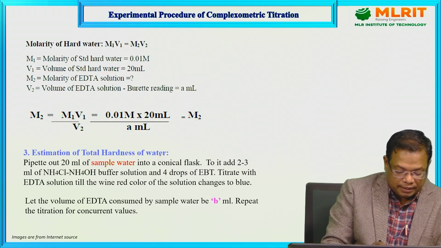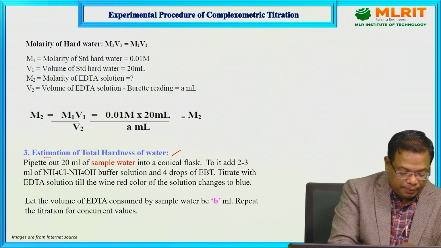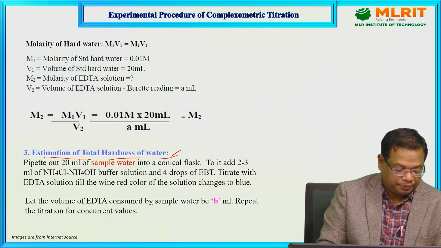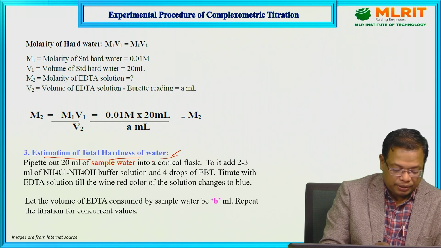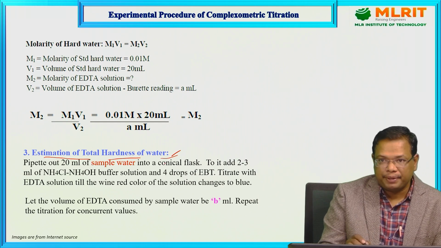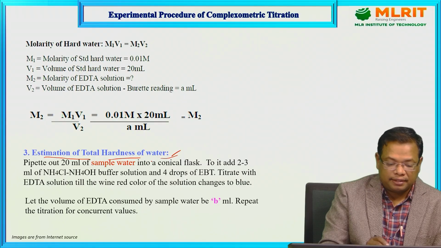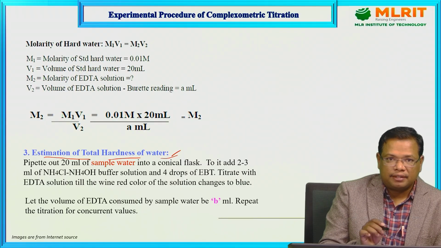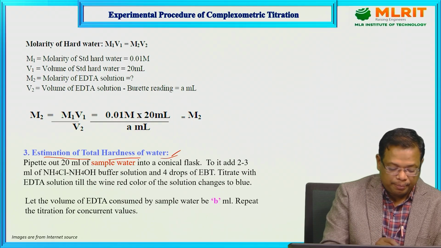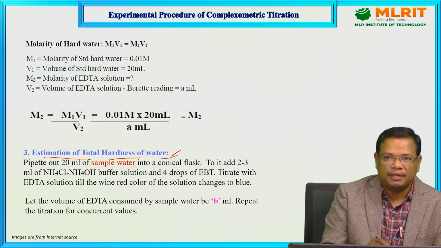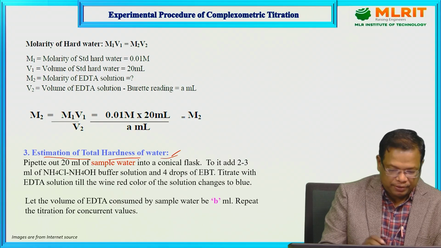Estimation of total hardness of the water. Since we already standardized the EDTA solution, now we are going to find out the total hardness of the given water sample. Initially we took hard water prepared in the lab with a known concentration of 0.01 molar. But now we are going to check the sample water, which was given by others or which will be available in the laboratory as tap water. So we have to check it.